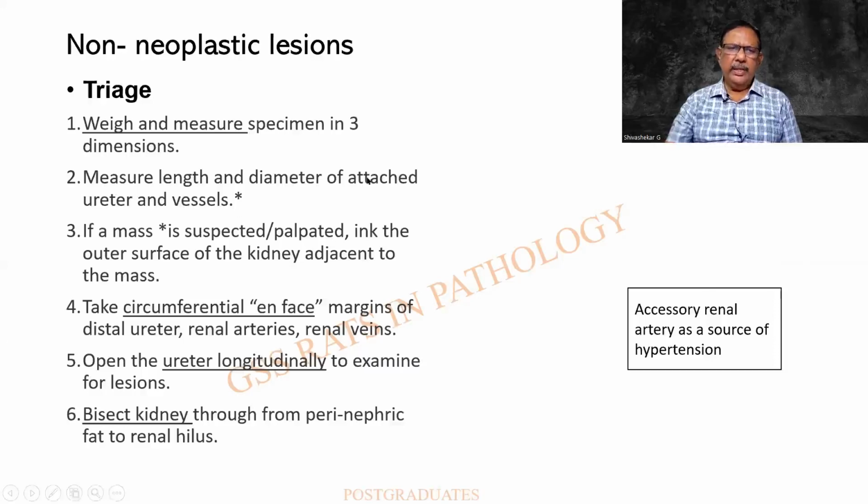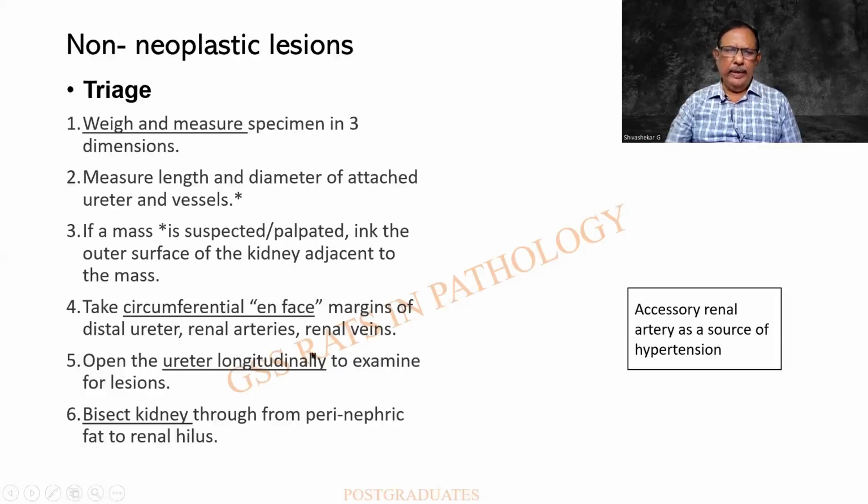Measure the length and the diameter of the ureter and the other structures such as the blood vessels. In case you suspect a mass, that particular region will have to be externally inked after palpation and monitoring it. The outer surface of the kidney adjacent to the mass will have to be inked. And you take a circumferential emphasis of the margins and also the distal ureter, renal artery and the renal veins. These structures will have to be very clearly demarcated.